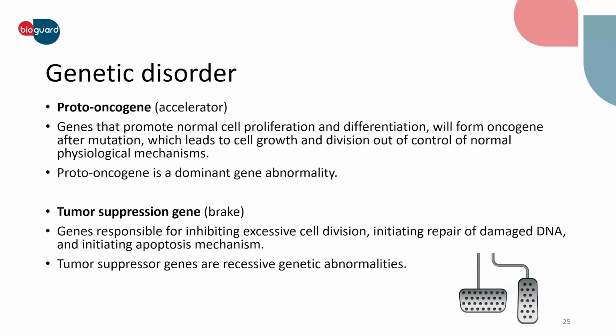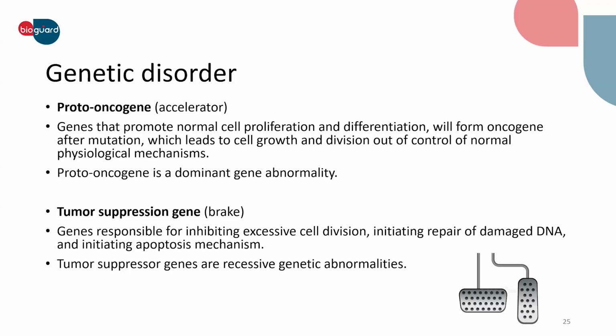foundation for tumor formation. To understand how mutations drive cancer, we focus on two key gene types, proto-oncogenes and tumor suppressor genes. Proto-oncogenes act like the accelerator of a car. They promote normal cell growth and differentiation. When mutated, they become oncogenes, pushing cells to divide uncontrollably. These mutations are dominant. One mutated allele is enough to cause problems.